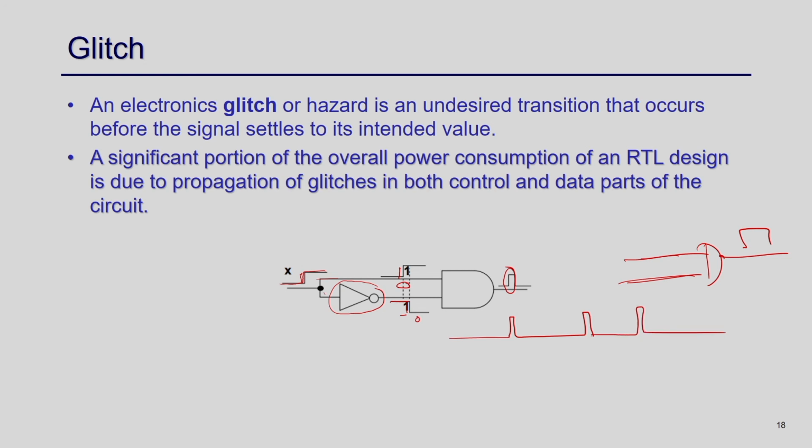This is not changing the functionality of the circuit, but a glitch means some power consumption is going to happen, right. Whenever you have a glitch, some power is consumed. This is a kind of toggling of the value, right.